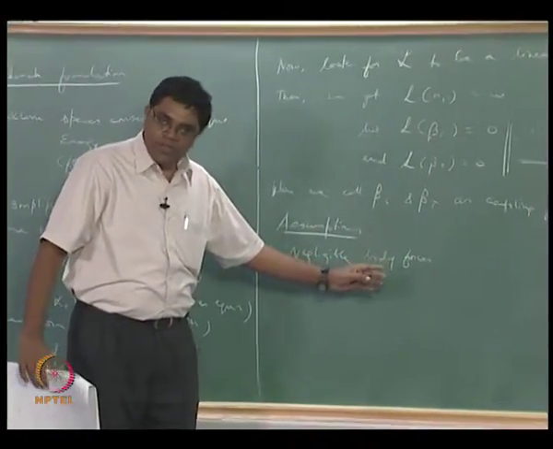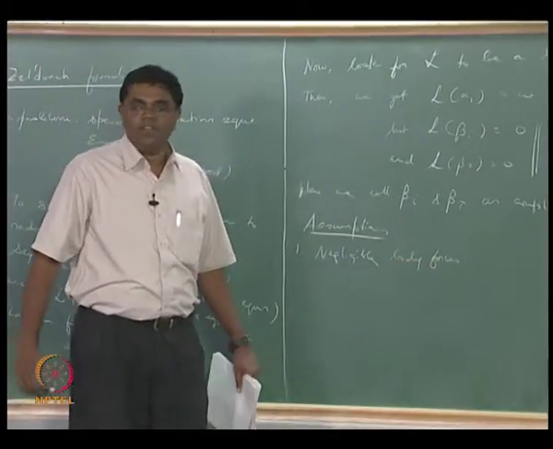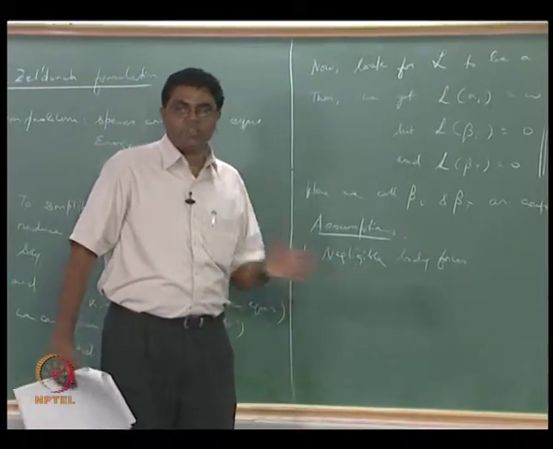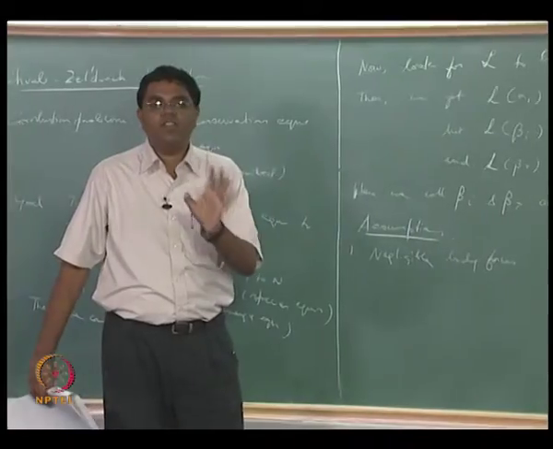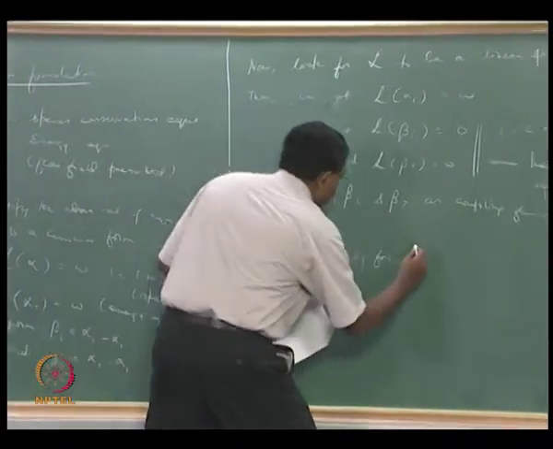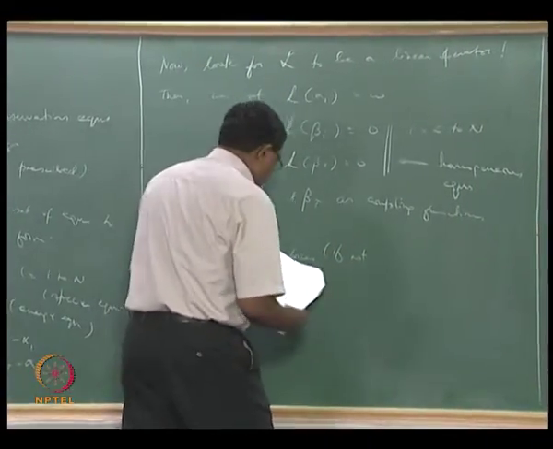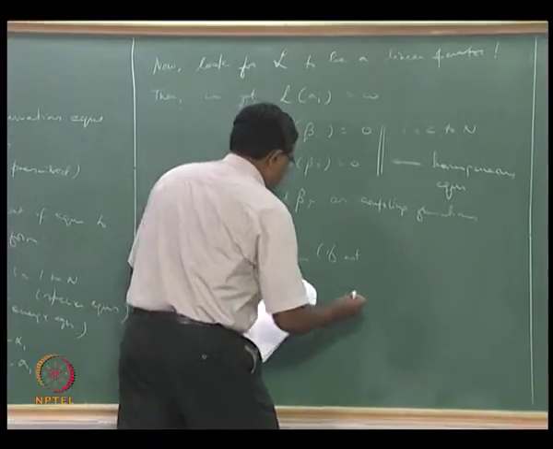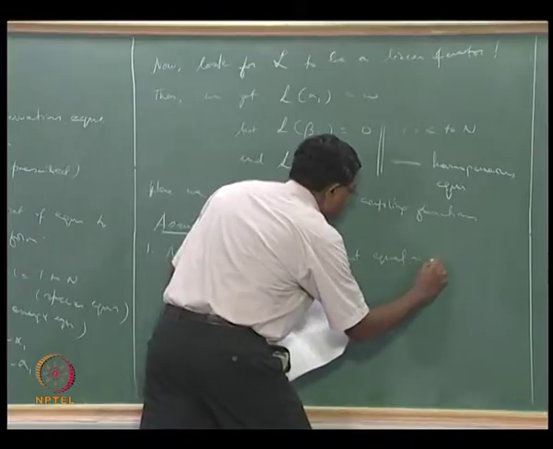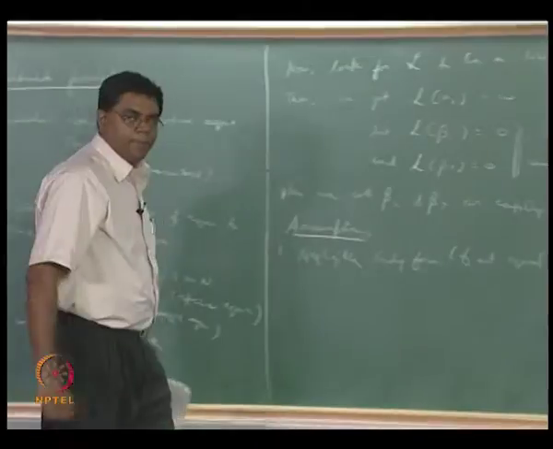Now, if you went back and looked at that particular term, you had a Fi vector minus Fj vector. So you don't necessarily have to neglect body forces altogether. It was sufficient if the body forces were the same on all the species. Equal on all species. That's the assumption that we're trying to make.